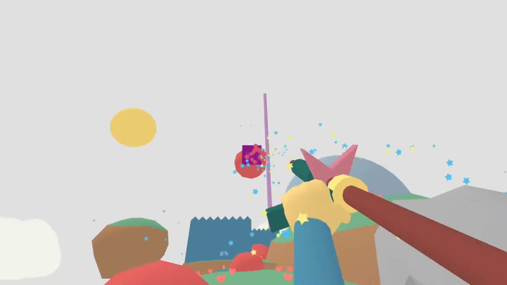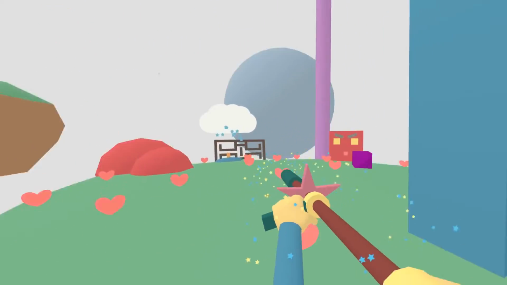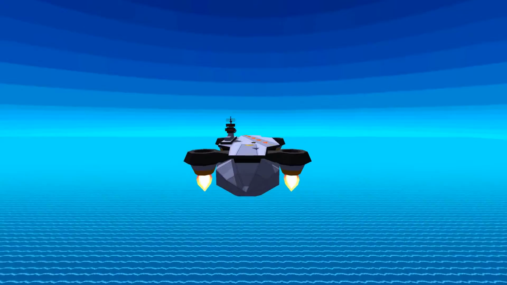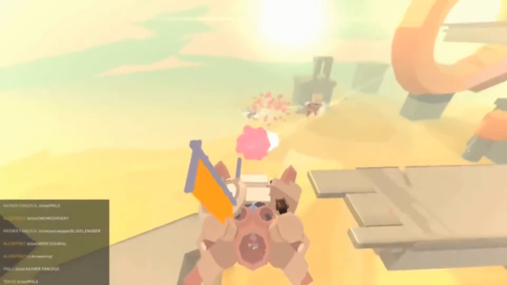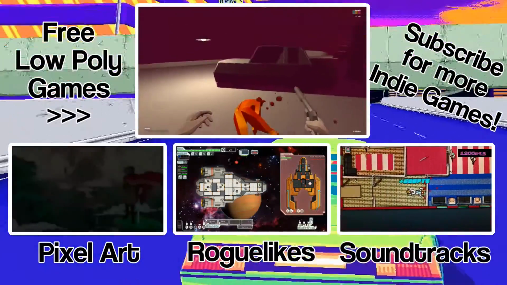I don't think that low poly is being used to drum up nostalgia in players. These games and artists are reviving a style from the early days of 3D and making it their own with modern technology. So if low poly is your jam, then I have a seriously awesome list of free low poly games for you.